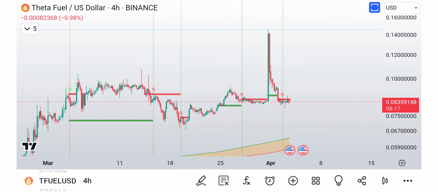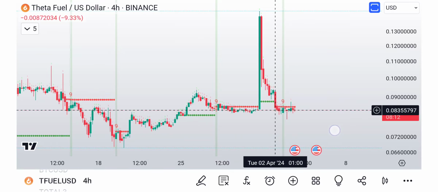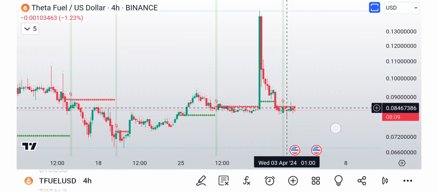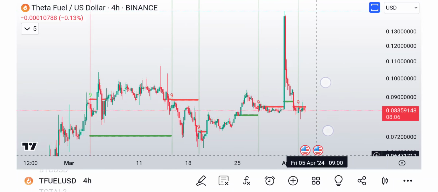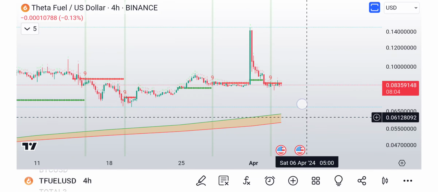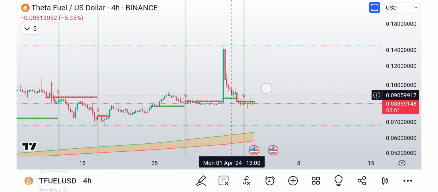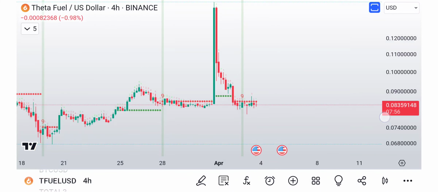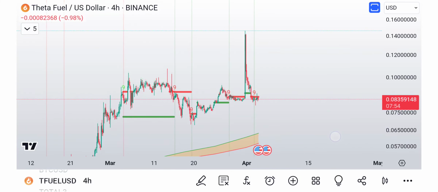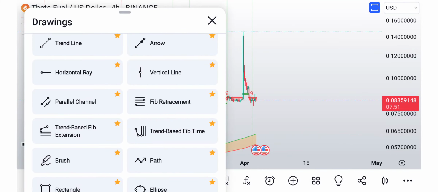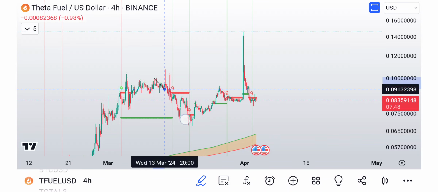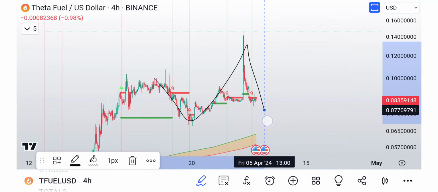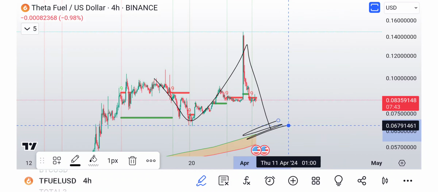But amidst all the carnage, look at TFUEL. TFUEL hasn't sold off. It's still hanging in there real nice and tight. It hasn't gotten any big moves down, right? Of course, it had this big move down, but that's because we had this big pump, right? So I'm still looking at TFUEL as a flat. So we have an A, B, and a C. We're getting close to it finishing up here.